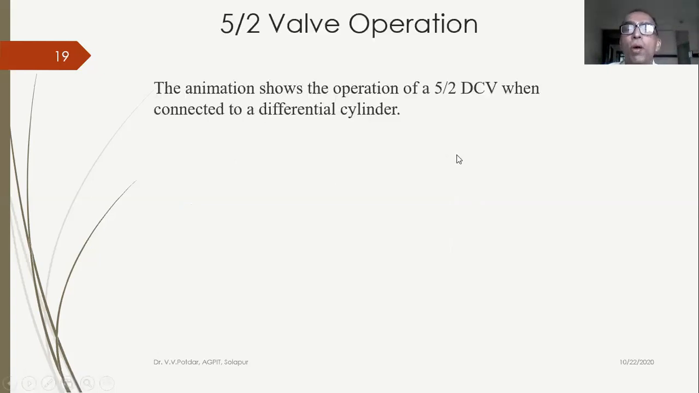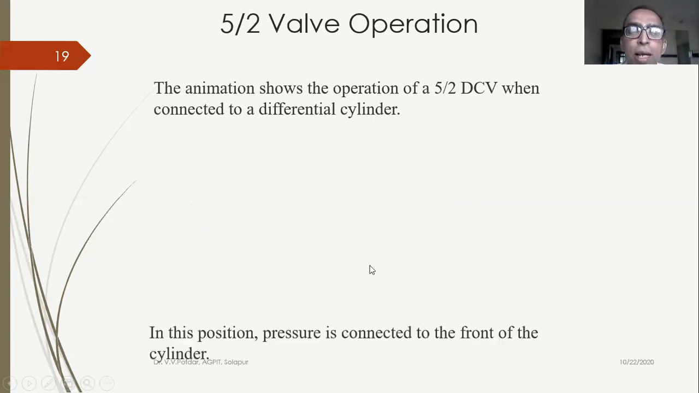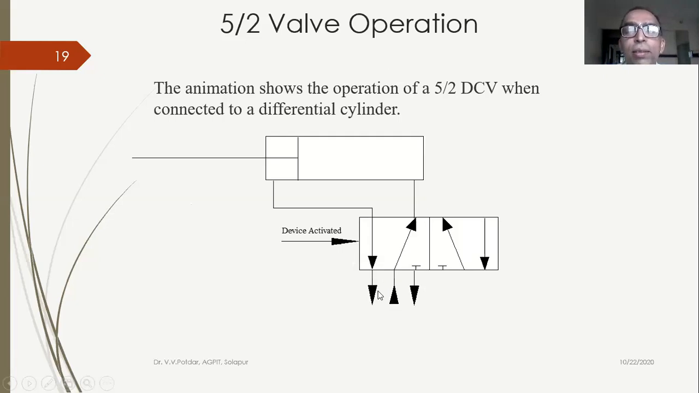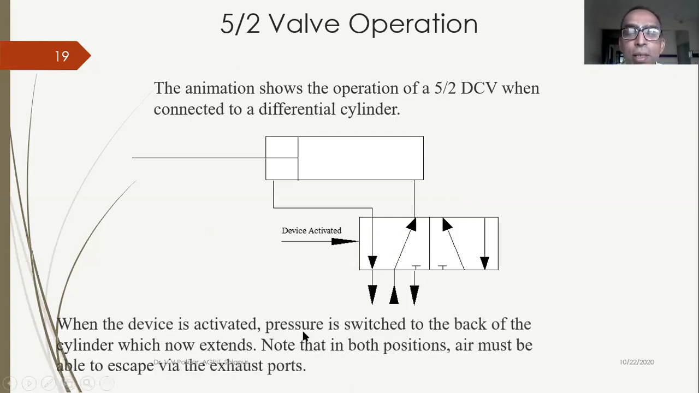5x2 operation animation shows the operation of 5x2 directional control valve when connected to differential cylinders. In this position, the pressure is connected. What is happening? The supply, 5 ports, 5x2 valve operation, 1, 2, 3, 4, 5. Initially, in the backward stroke, exhaust is going to the atmosphere, and when I actuate this, when this is aligned here, what will happen? When the device is activated, pressure is switched to the back of the cylinder, which now extends. When the back of the cylinder is pressurized, this bar or this piston rod extends.